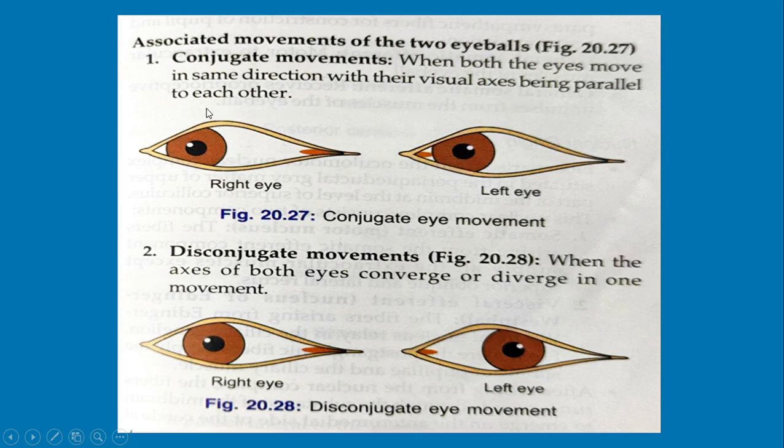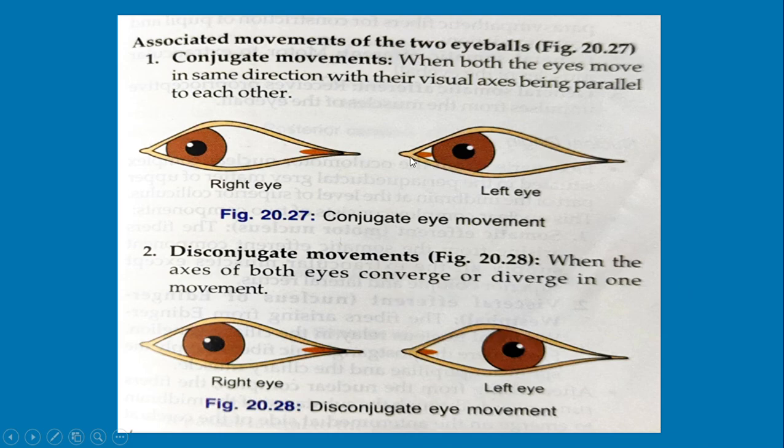Conjugate movement, that is associated movement, right and left eye together moving, isn't it? That is what we call associated movement or conjugate movement. So conjugate movement is when both eyes move in the same direction with their visual axis being parallel to each other. Disconjugate movement means a convergence or divergence of the movement, that is not moving together.